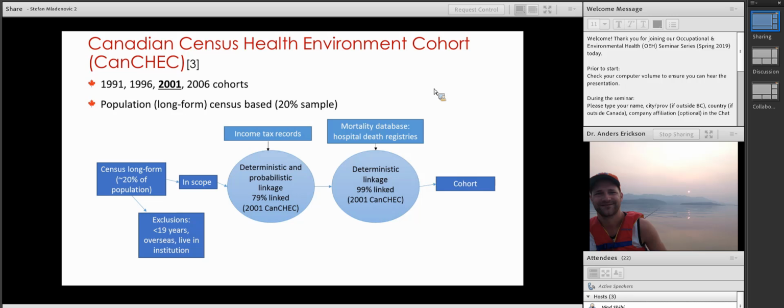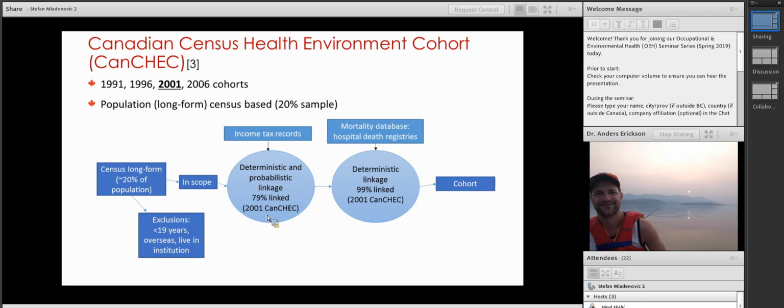There are 4 cohorts now. This analysis will be using the 2001 cohort, and it's derived from the long-form census, which is a 20% sample of Canadians. And then there are some exclusions. What this cohort did was an income tax record linkage, and with that linkage they had an 80% success rate with linkage to tax records.